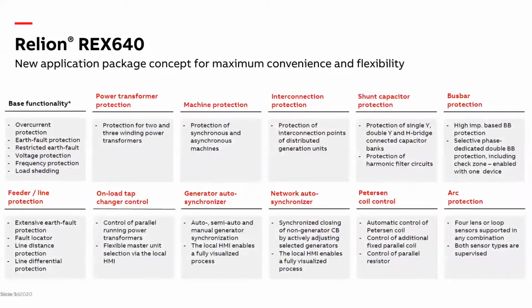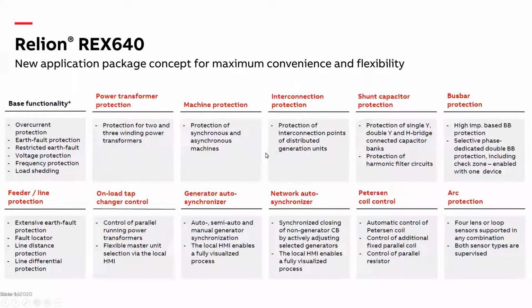So here is a little more detailed view of the different application packages REX 640 can have. For example, base functionality covers all the basic overcurrent and ground fault protection like 50, 51, P and N, and so on, restricted earth fault, voltage protection, frequency, and load shedding. In addition, if any of the other protection applications are required, we can load these additional protection applications on top of the base functionality.